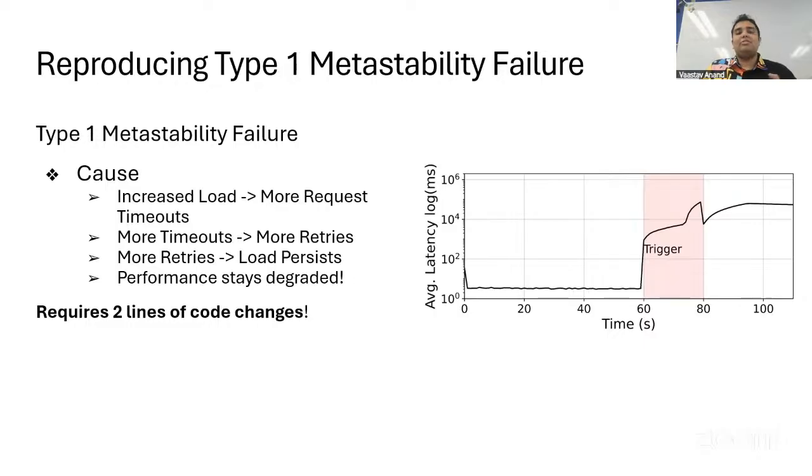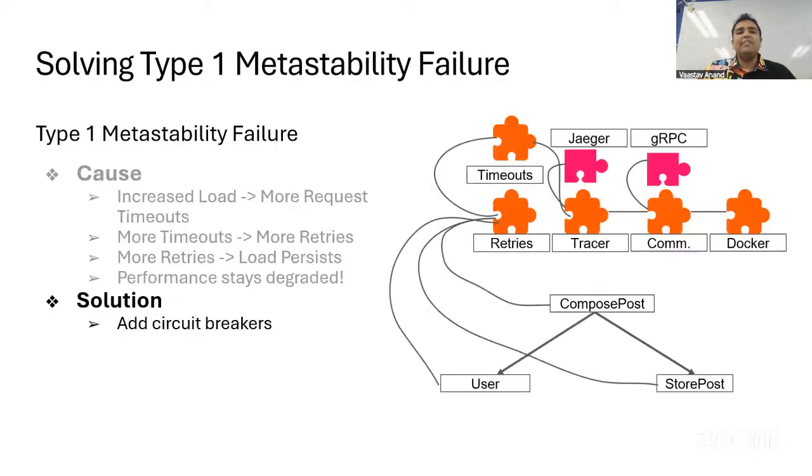But at this point, we've only shown that this problem can now be injected. To complete the full circle, we also have to show that researchers can now develop solutions as well as test out these solutions for situations like this. A potential solution for the type 1 metastability failure would be to add circuit breakers, which observe the failure rate of requests between a pair of services and temporarily block any requests for a short time period so that the system can heal and there can be some load shedding so that the load on the system can be reduced.